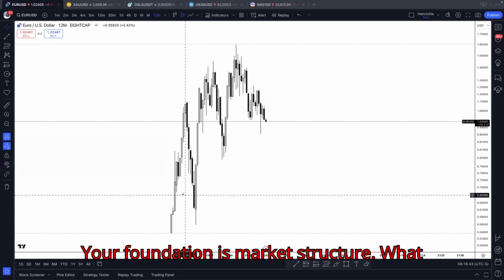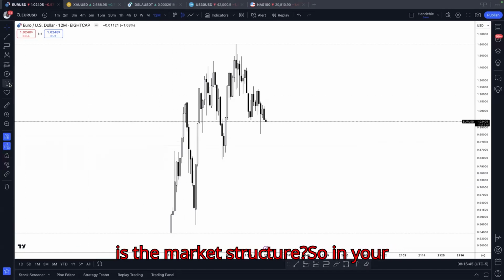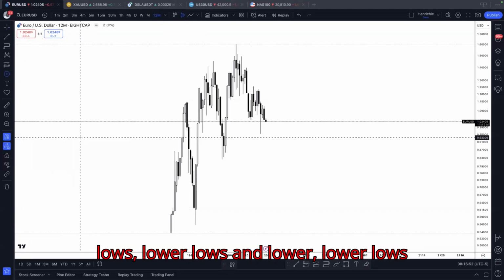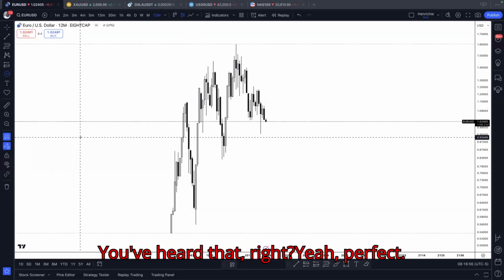Your foundation is market structure. What is market structure? In your previous course, I guess you must have heard about higher highs and higher lows, lower lows and lower highs, and all the rest of that. You've heard that, right?